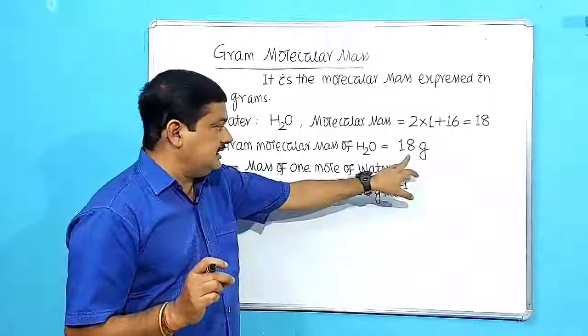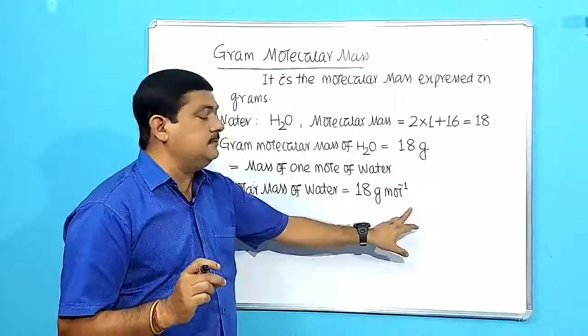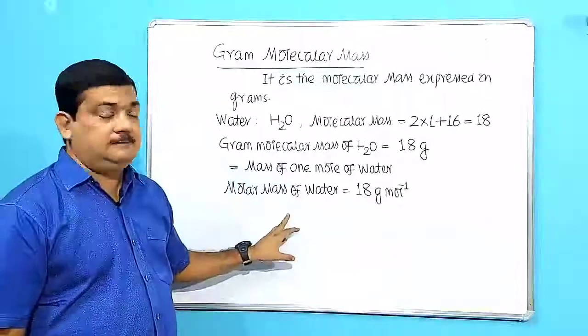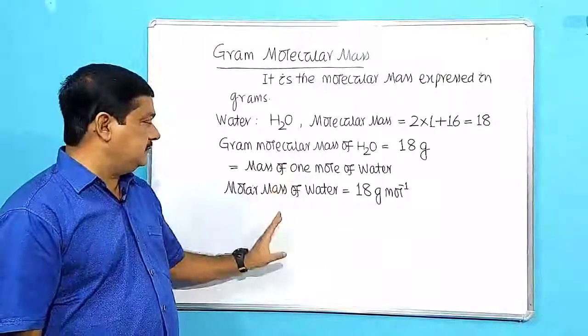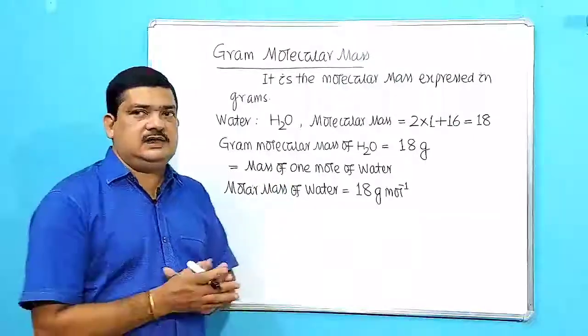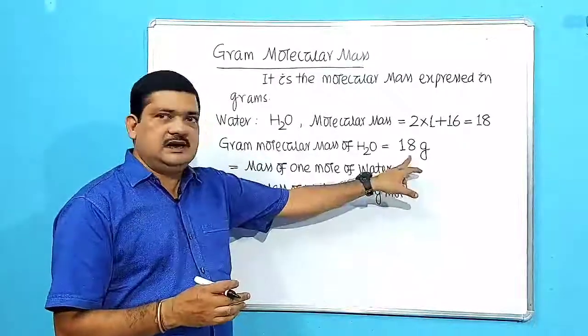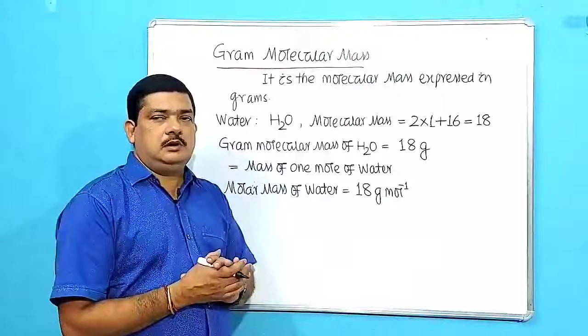The difference you have to remember: it has 18 gram, it has 18 gram per mole. That means it is the mass of 1 mole of water. So this is the difference between gram molecular mass and molar mass. But they are almost synonyms. The difference is it is only gram, and it is gram per mole.